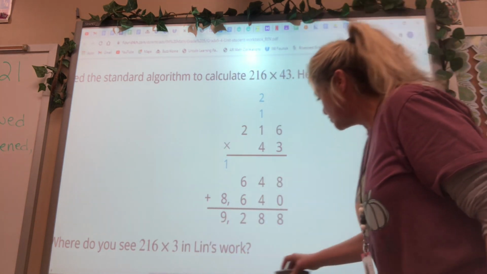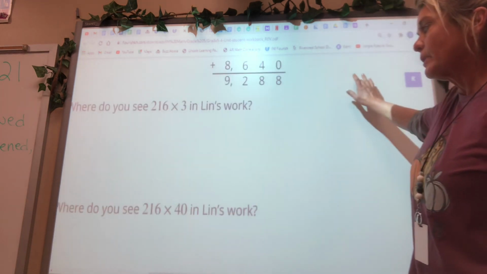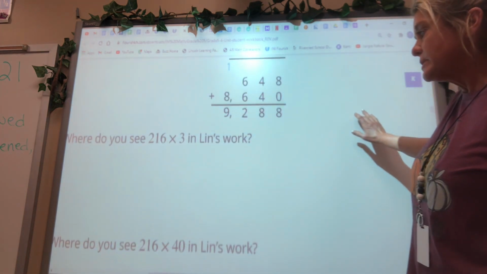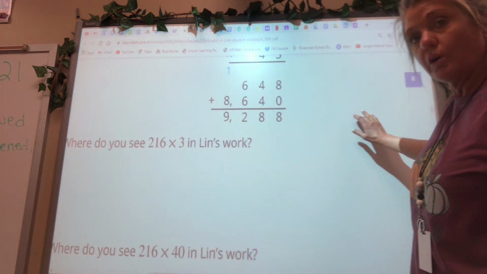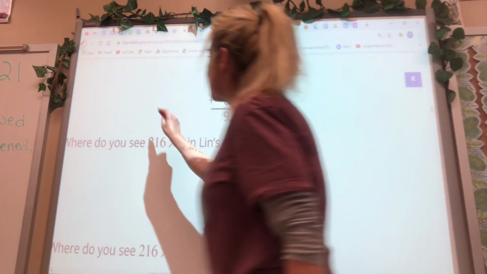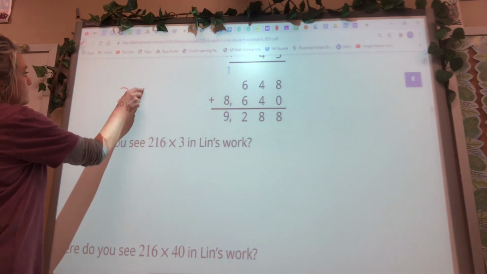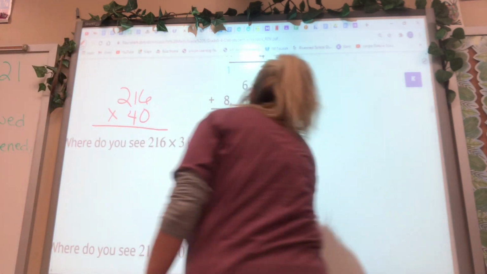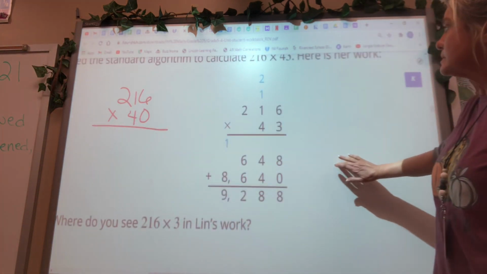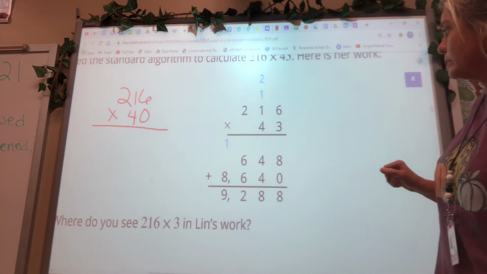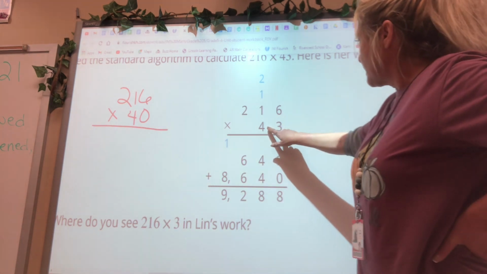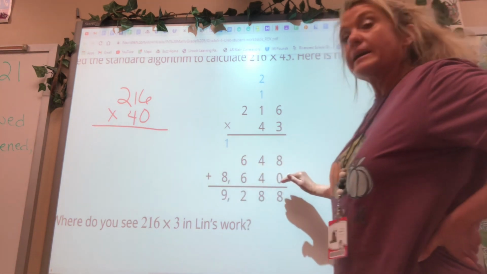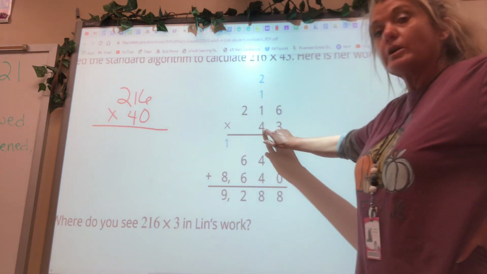The next question asks, where do you see 216 times 40? Where do we see that in Lynn's work? Well, if we look at Lynn's work with her standard algorithm, we're working in the second row, because we're working with our second number.